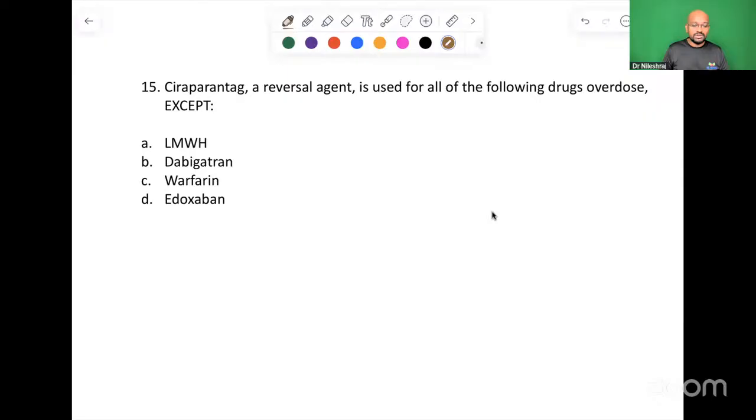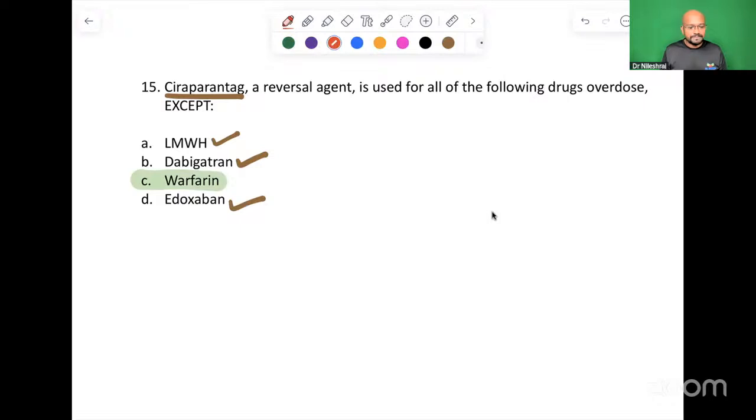Option C is easier, you can easily guess it because warfarin is there. Please note down that Siraparantag, we have a recent update here. Siraparantag can be used for low molecular weight heparin, especially low molecular weight heparin. It can be used against dabigatran, can be used against edoxaban. That's why option C, warfarin, is the answer for this question.